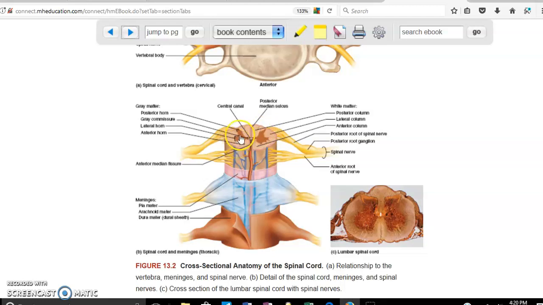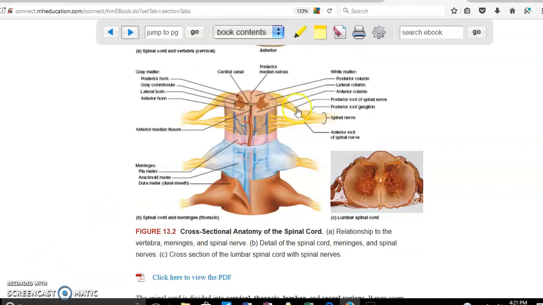The gray matter is connected by this brown area right here in the middle. That's called the gray commissure. In the middle of the gray commissure, we're going to have a hole. This hole is called the central canal. The central canal will allow the flow of the cerebrospinal fluid through your spinal cord. Posterior to the central canal, you're going to have the posterior median sulcus. And anterior to the central canal, you're going to have the anterior median fissure. Not only that, but we also have these nerves, sensory nerves and motor nerves. So this one is going to be sensory, this one is going to be motor.